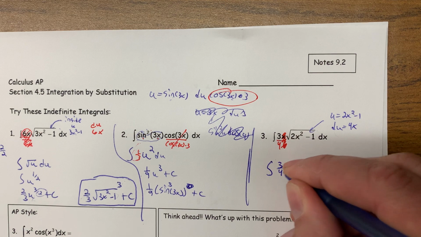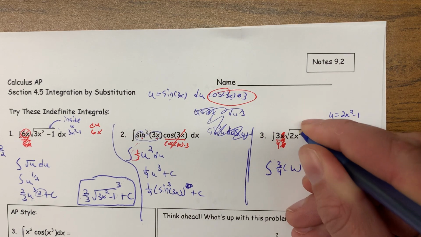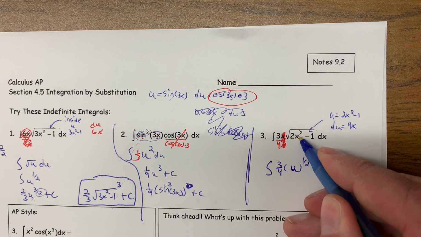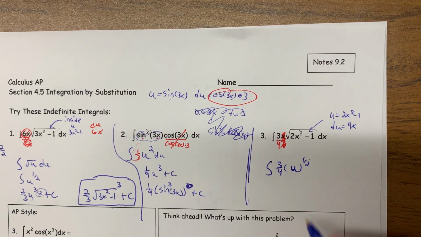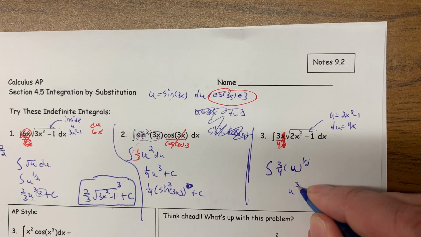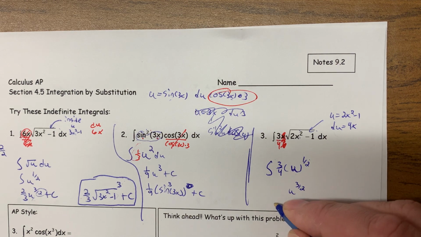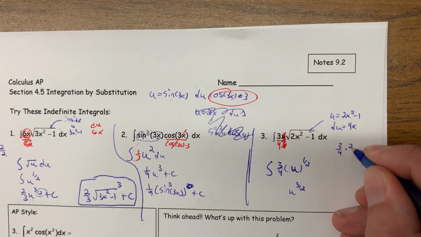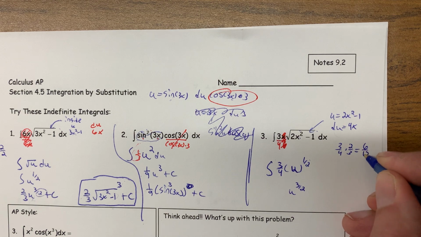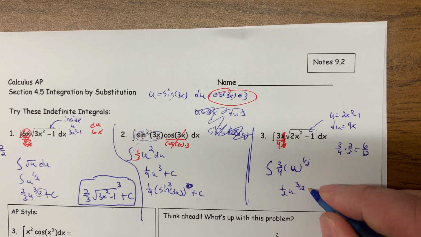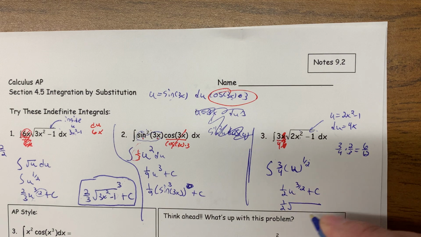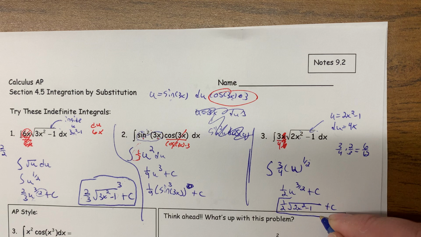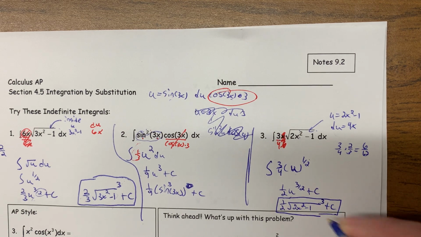So this is 3/4. I'm going to call this u to the 1/2 power. So I just rewrote. So this is u, and then square root is to the 1/2 power. So we're going to raise the power by 1, and multiply by the reciprocal, divide by 3/2. So what do we have? 3/4 times 2/3, 6/12. Divide by 6, divide by 6, that's 1/2. So it's 1/2 square root of 2x squared minus 1 plus c. Oh, cubed to the 3/2 power.